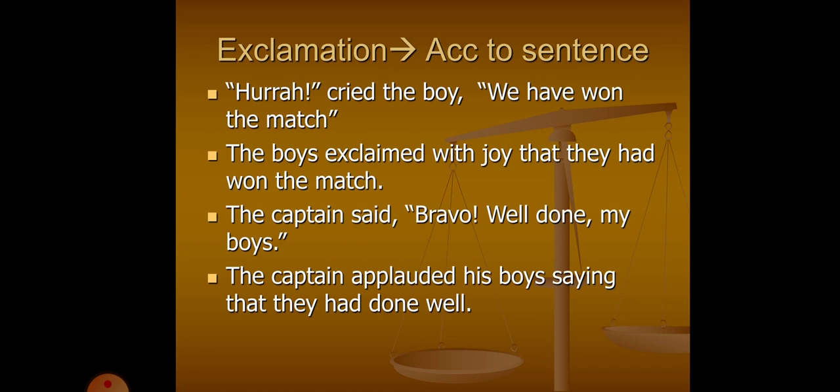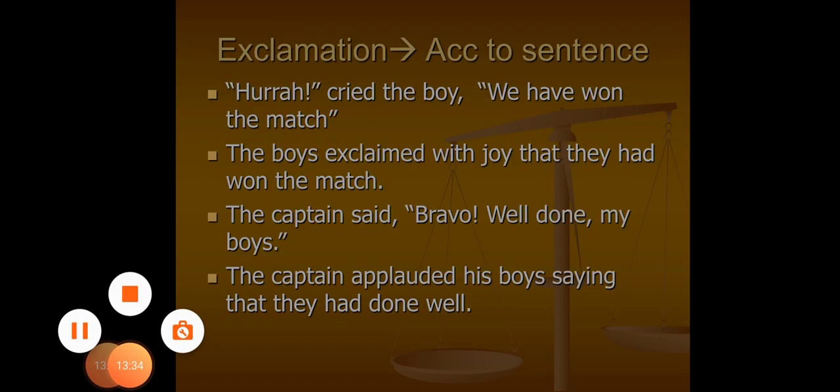In the last example, the captain said, bravo, well done, my boys. Now here, the captain is feeling very happy. The captain applauded his boys, saying that they had done well. You can also say this sentence in this way: the captain applauded that his boys had done very well. You can also express it in this way.